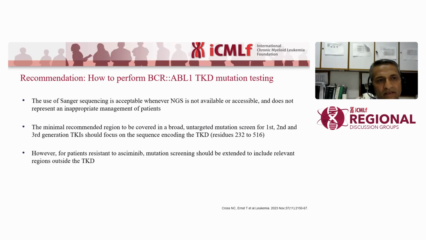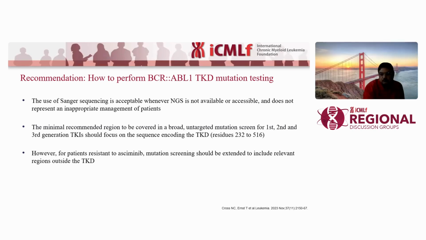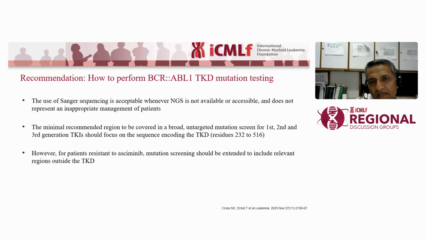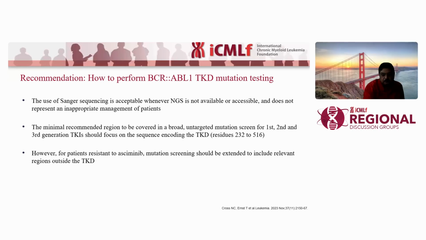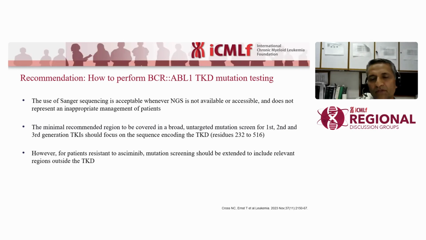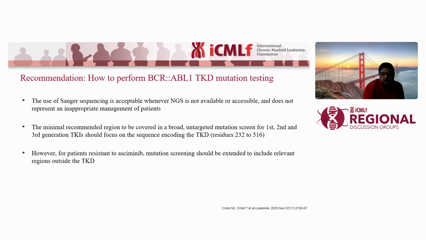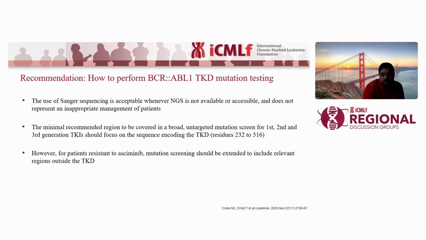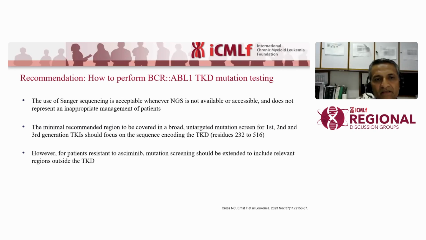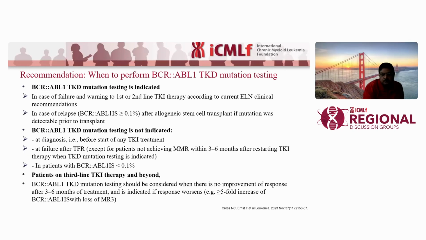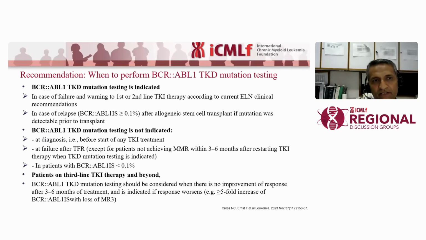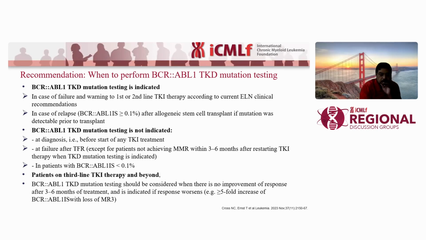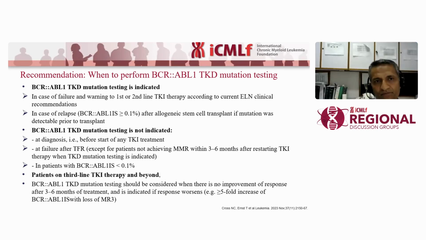The minimal recommended region to cover in a broad or untargeted mutation screen for first, second, and third generation TKIs should be focused on sequencing between residues 230 and 515 of the amino acids. However, in patients resistant to asciminib, the mutation screening should be extended outside the TKD, the tyrosine kinase domain. And what is indicated, when do we need to test? It is indicated in case of failure of first and second generation TKIs.